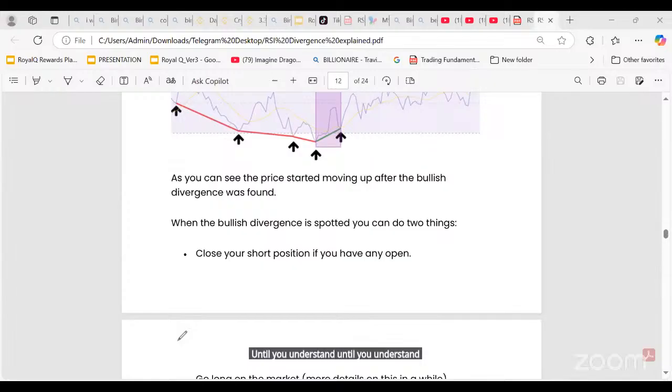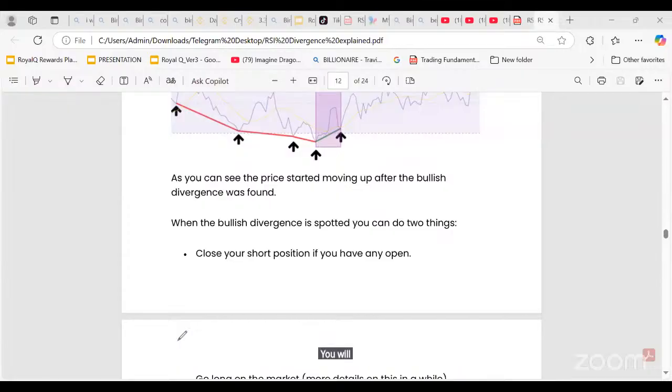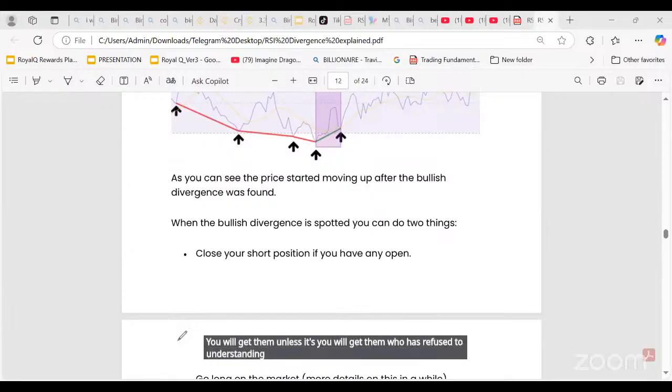So I would request, because someone wrote to me a very long letter, that we should find a way, especially for the slow learners. Even if you're a slow learner, since I keep on repeating these things, you will get them, unless it's you who has refused to understand this concept of coming to trainings over and over and over.